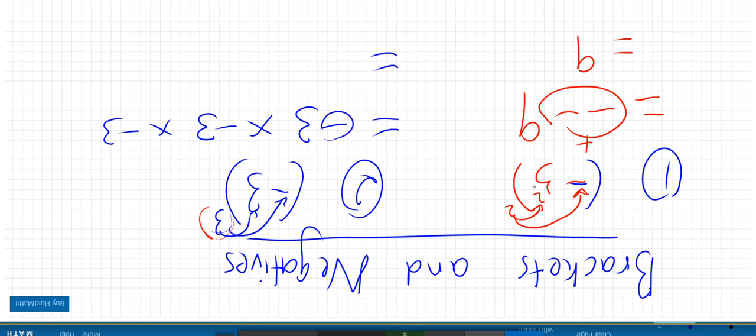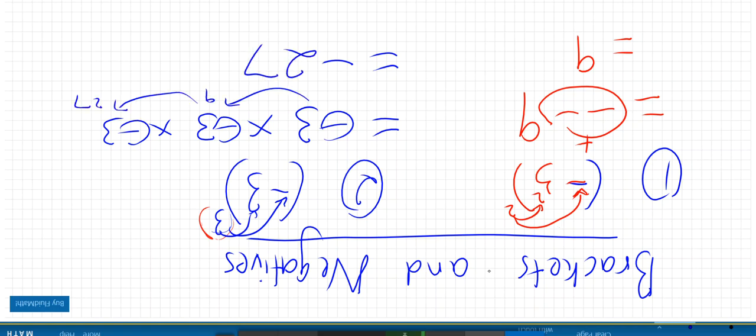I've got 1, 2, and 3. So 3 negatives makes a negative because it's odd. And then 3 times 3 is 9. 9 times 3 is 27. So my answer for that one is a negative 27.